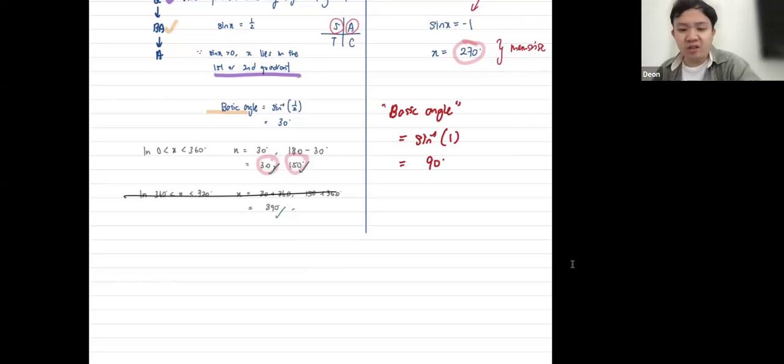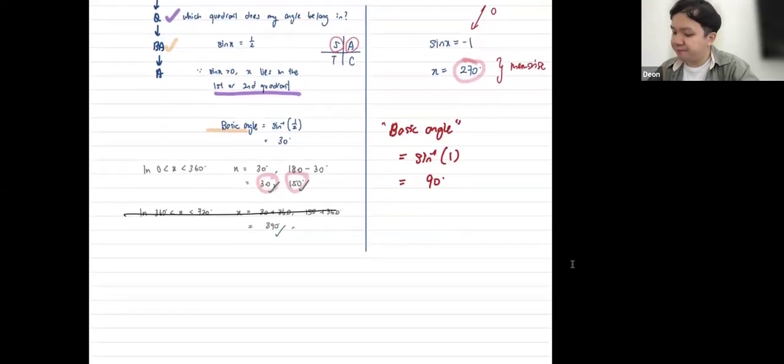Why MOE decided to ask you to memorize instead of doing it is because they say it's not possible for a basic angle to be 90. A basic angle must be between 0 and 90, so this doesn't make sense. But if you just want to do it, it's okay.